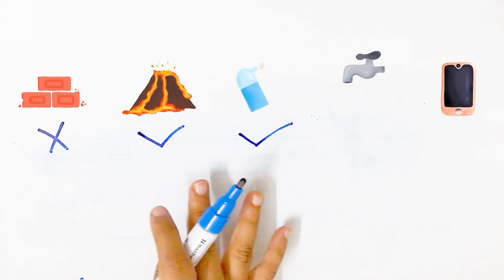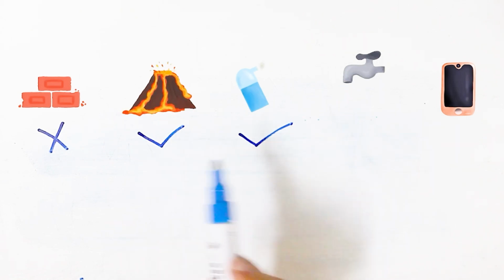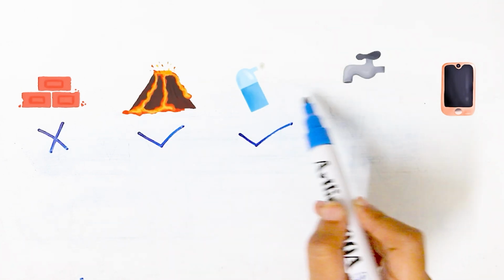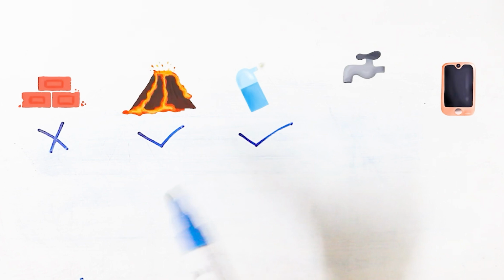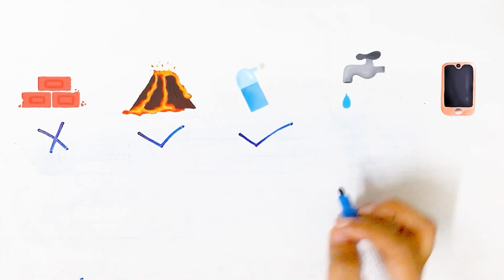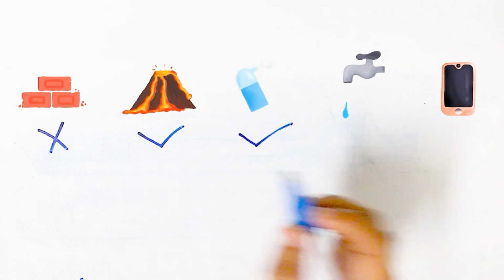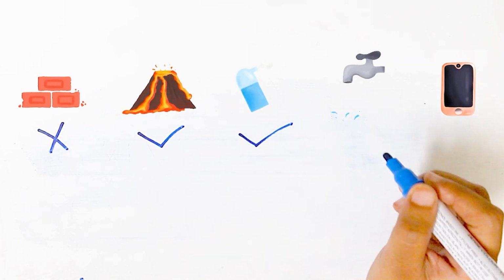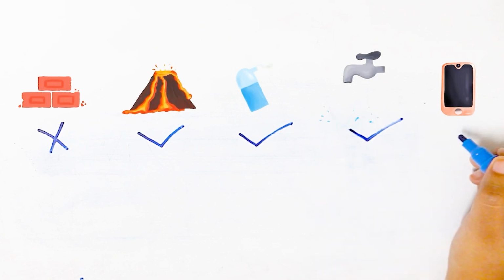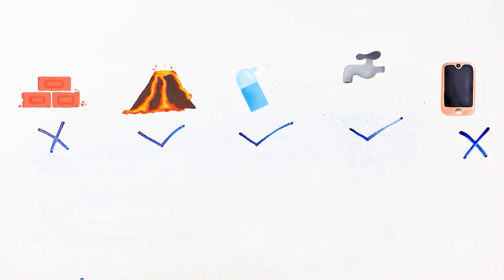So right away we see that there's some differences between these two. This lava is liquid, while this fluid here is actually a gas, but that difference we'll see in later videos. So just marking them all as fluids for now. Moving on to the next image, we have water droplets. That's clearly a fluid. And the last image is a cell phone, which I will say is definitely not a fluid.